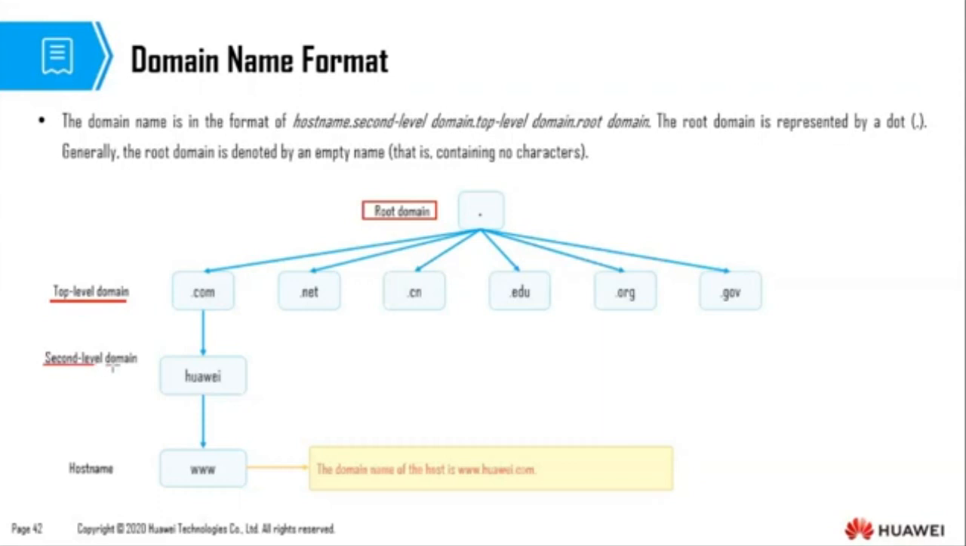Then you have second level domain like Huawei. Then we have host name like www. So www.huawei.com. So mmu.ac.ke.